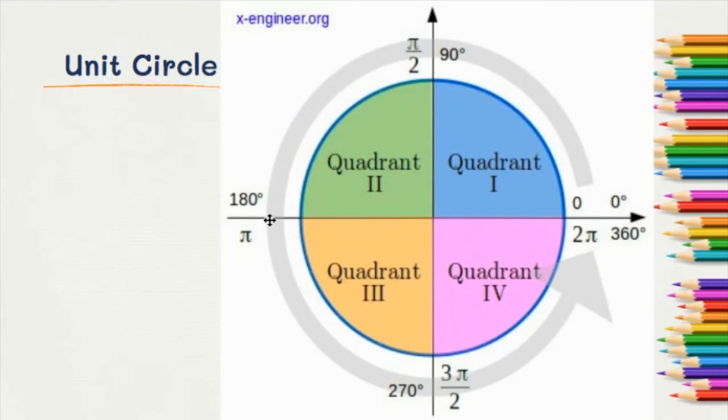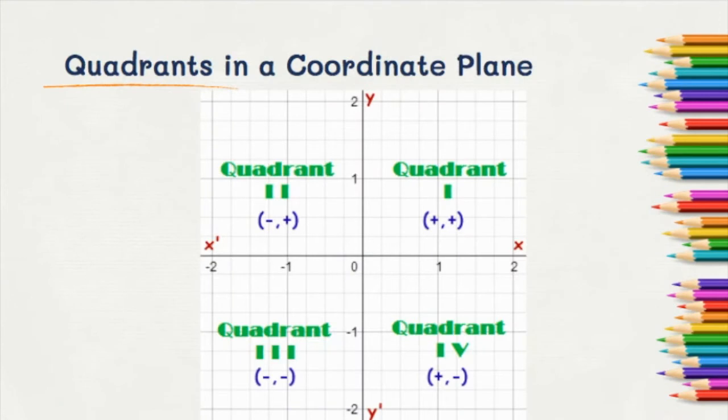Starts with 0, 90, 180, 270, and then back to 360, quadrant 1, 2, 3, 4. And then also another picture of the coordinate plane, quadrant 1, 2, 3, 4. Quadrant 1, the x value is positive, y value is positive. Quadrant 2, x value is negative, y value is positive. Quadrant 3, x value is negative, y is negative. Quadrant 4, x value is positive and y value is negative.